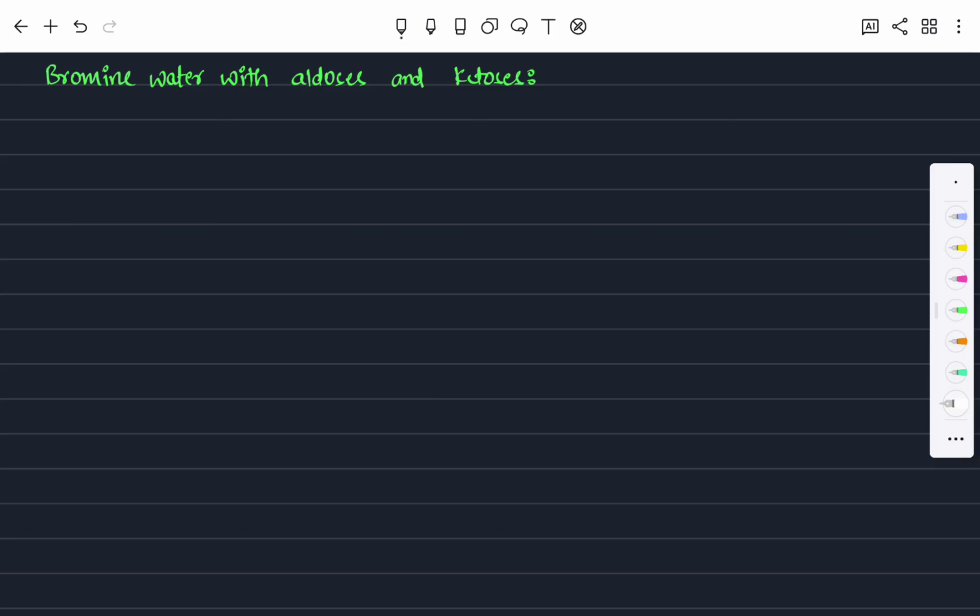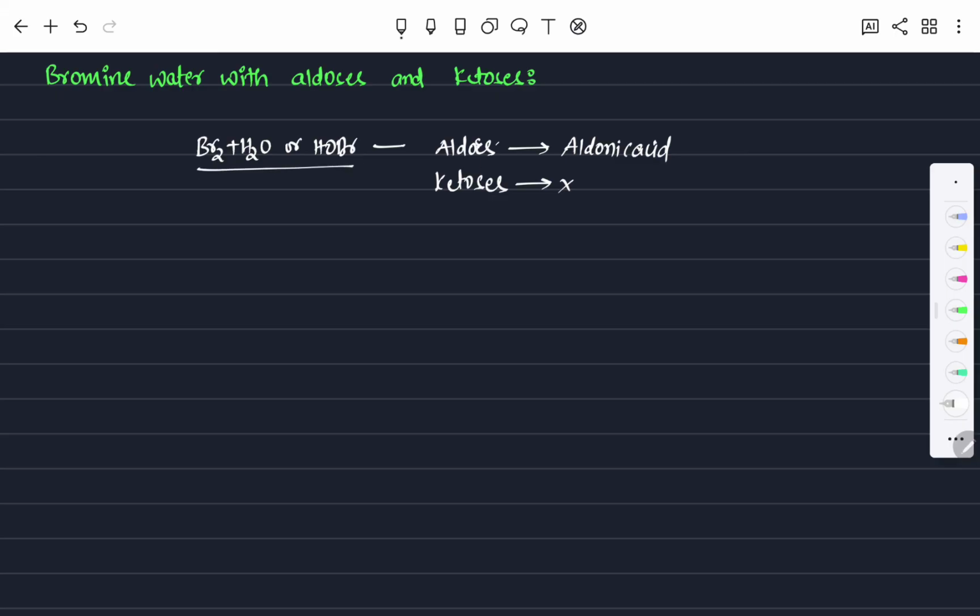Bromine water with aldoses and ketones. Bromine water means Br2/H2O or HOBr. With this reagent, only aldoses react, and aldoses will be converted to aldonic acid. Ketones, no reaction. So here bromine oxidizes aldoses, and ketones, no reaction.